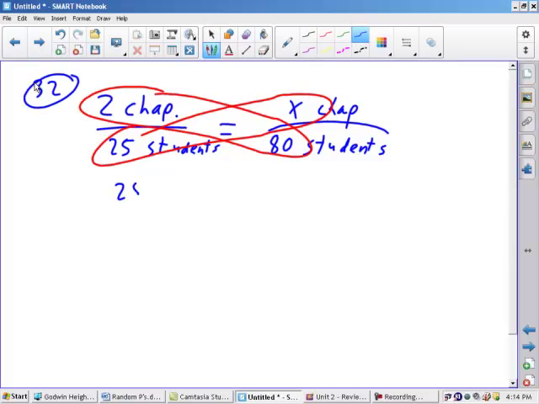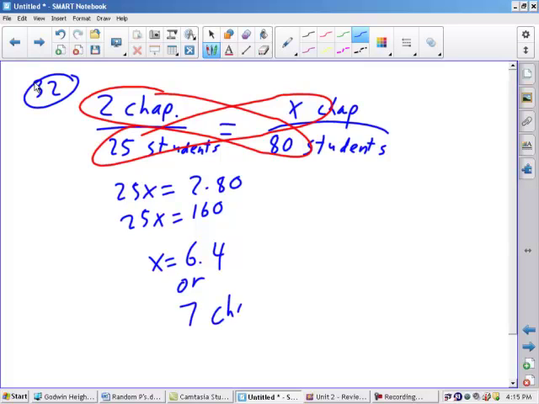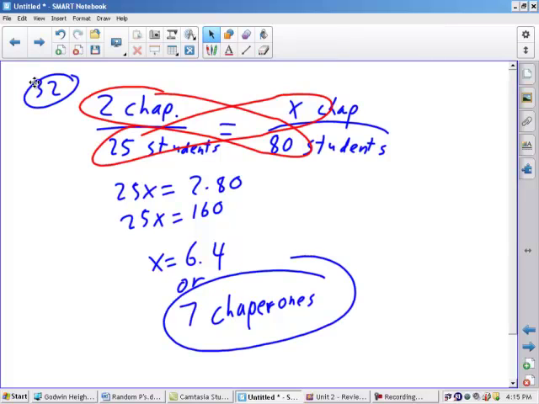And I'm going to have 25x equals 2 times 80. I then get 25x equals 160. And then when I divide that, I actually get x equals 6.4, or in real person terms would actually be 7 chaperones. Okay, because it's just real life. I would at least need 7, not just 6. I would need 7.